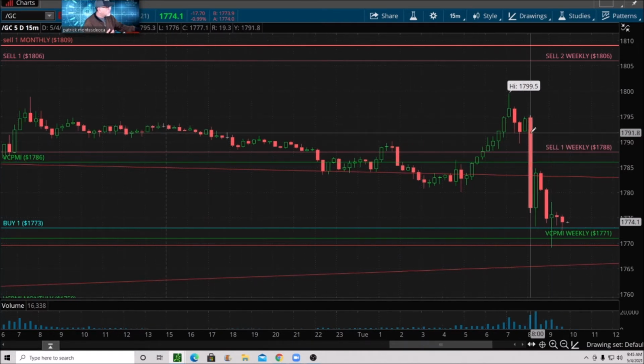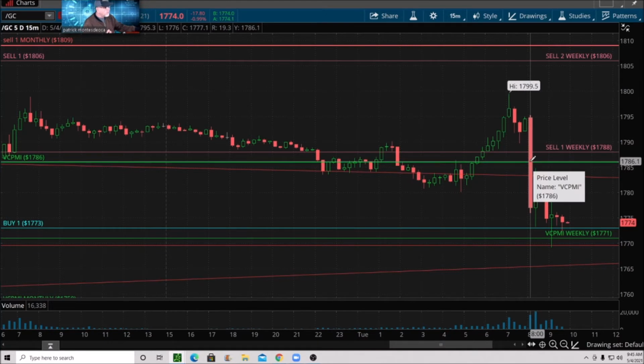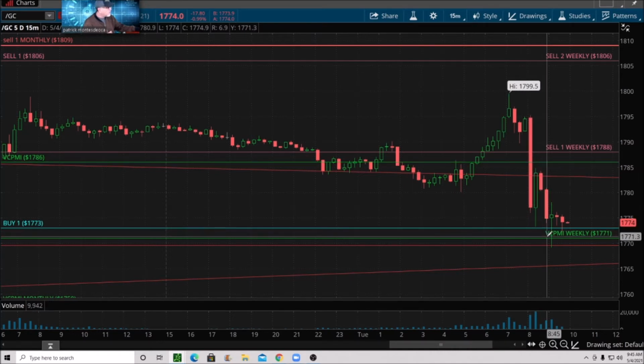And of course, this red bar validated that by coming down through the weekly signal, through the daily average of 1786 that we forecasted earlier, and completed this target here now of the extreme below the mean of the buy one level of 1773, and also has activated the weekly average price of 1771.